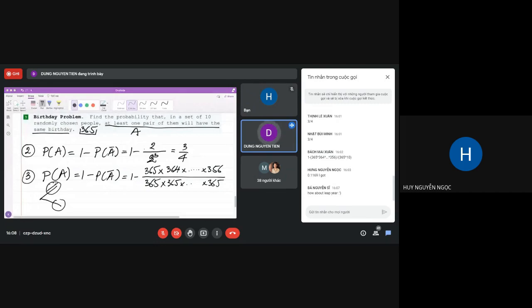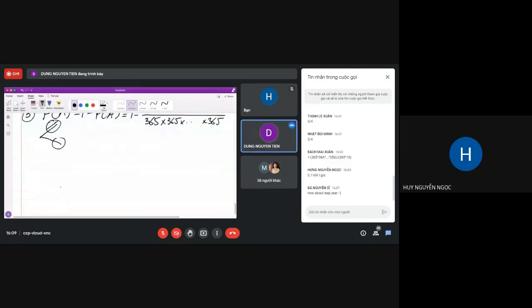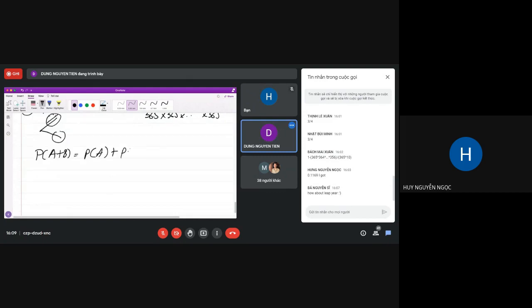All right, now I want to consider the case. I want to revisit the rule: probability of A plus B equals the probability of A plus the probability of B, if they are disjoint, so the intersection is the empty set. What if they are not disjoint?